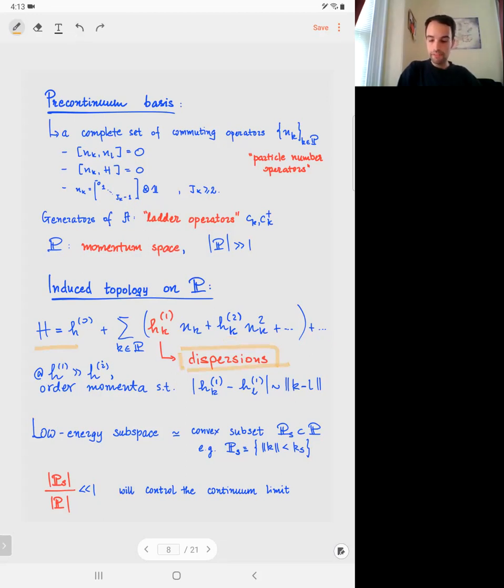But it turns out that if this is the case, then you can naturally order your momenta just by looking at the value of h_k1. You can order your momenta such that nearby points on the lattice correspond to excitations of similar energies. So basically, you can use this nice set of dispersions to put a lattice structure or a topology on your momentum space. This is just the number of sites on the lattice between points k and l, and this is some general notion of uniform continuity that you can put on the lattice.